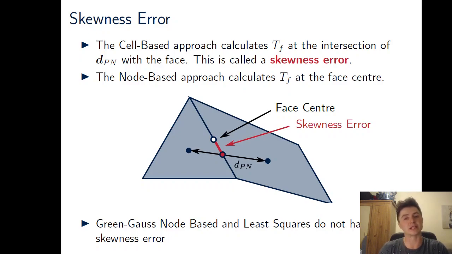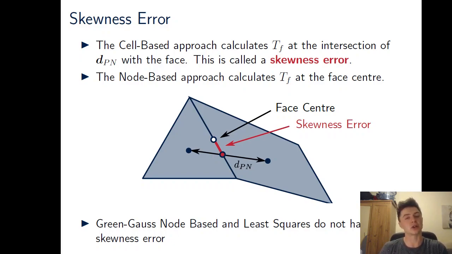However, the node-based approach is slightly more difficult to do because we have to calculate the temperatures on those nodes as a separate calculation, and I haven't gone into detail here about how that's done. Just appreciate that the node-based approach is more expensive to do. And as another side point here, we should remember, and this will be shown in a later video, that the least squares method also doesn't have a skewness error.